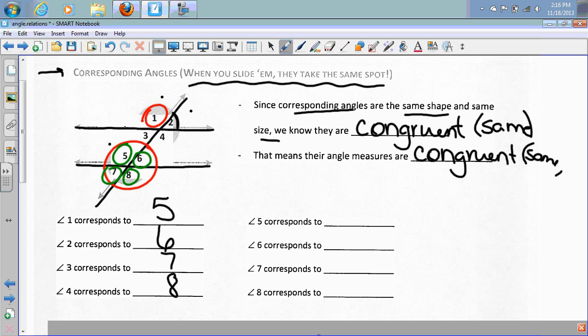Let's flip that around. What if I started in the bottom? 5 goes with 1, 6 goes with 2, 7 goes with 3, and 8 goes with 4. Corresponding angles. Remember, if you take them and slide them, they'll end up in the same spot.